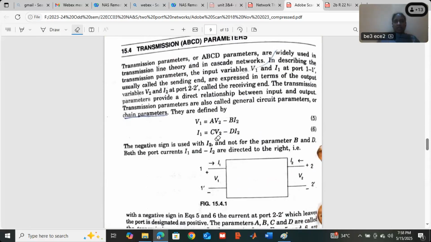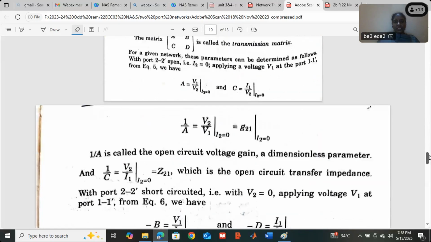Now show this block diagram and write the equations. I told you row into column, you have to do those equations. You write down; these are the equations when you write row into column. Okay, ABCD parameters completed. Next, H parameters.